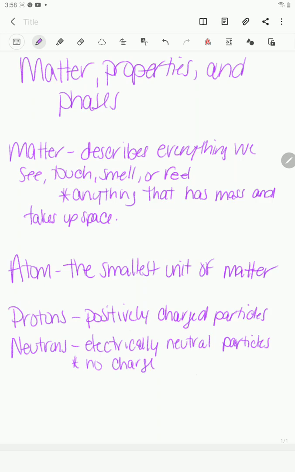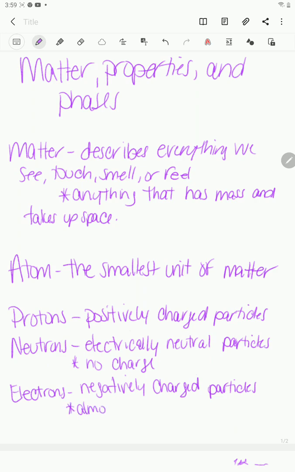Okay, they're just neutral. And then we have electrons. And the electrons are negatively charged particles. Okay, now electrons have almost no mass.